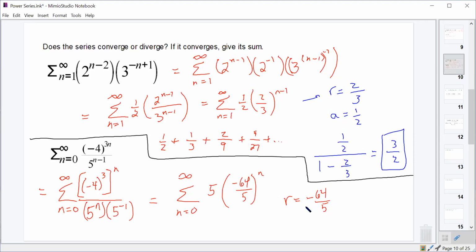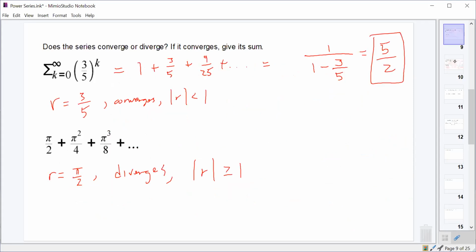So r equals negative 64/5, which tells us that this diverges because the absolute value of r is greater than or equal to 1. Good or no? And we'll go back up here because I told Aiden earlier, I should have said that it converges. So that one converges because it says, does it converge or diverge? Did I say that for the other ones? Oh, good, I did. All right.